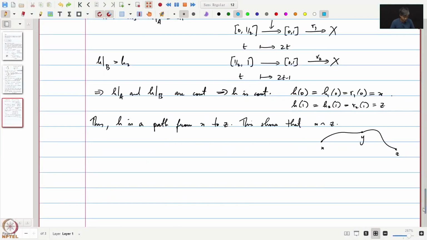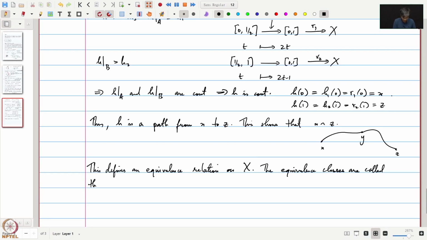So this defines an equivalence relation on X. The equivalence classes are called the path components of X. And similar to the proposition about connected components that we proved last time, we have this proposition about path components.